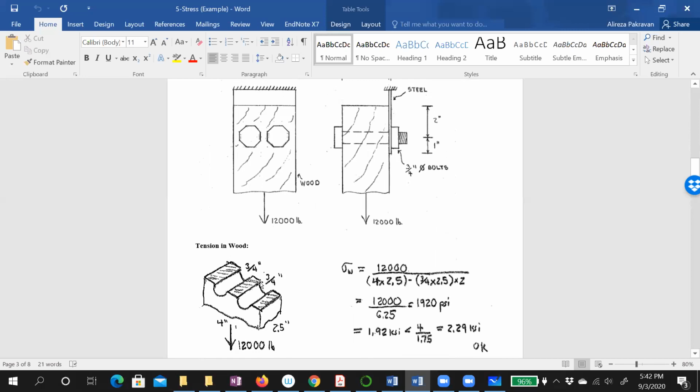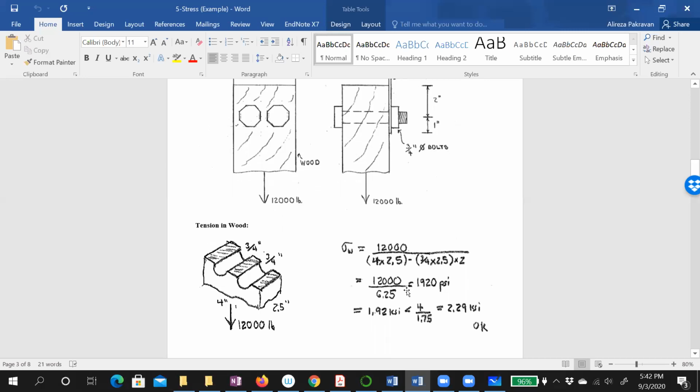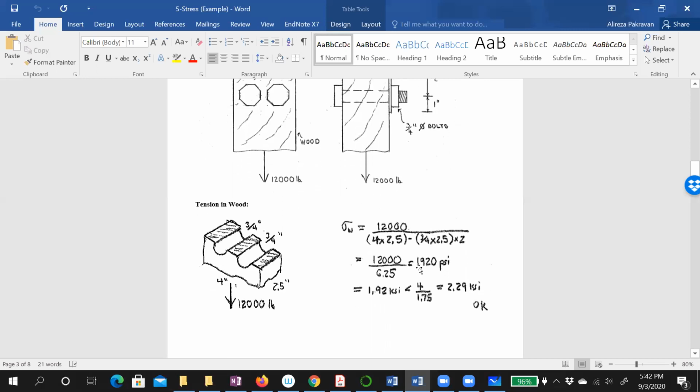So again, we have two holes here. The force is 12,000, over 4 times 2.5 minus 3/4 times 2.5 times 2, since we have two holes here. So we consider just these three pieces of the wood section in the place of the bolt, which means the section that contributes to the tension. The answer would be 1920, which means 1.92 KSI.